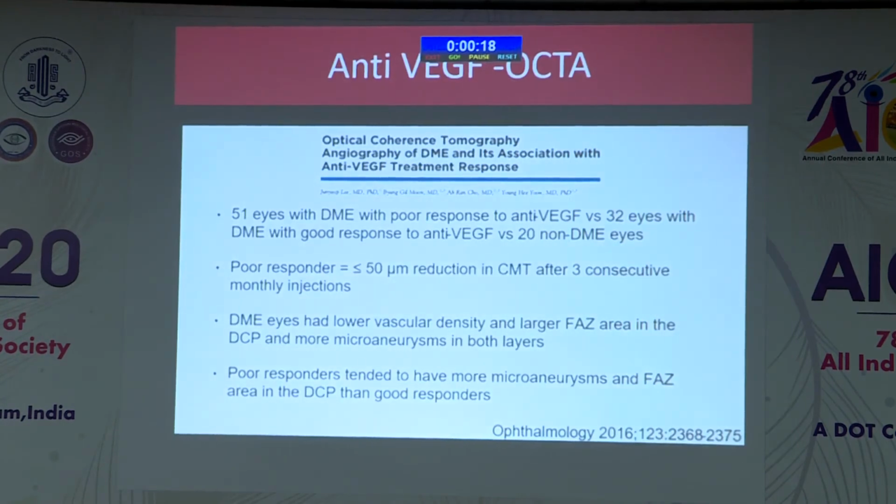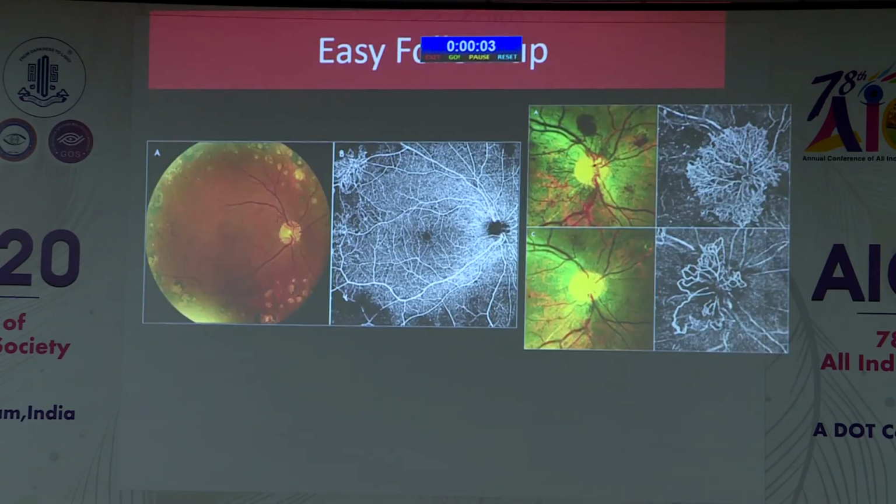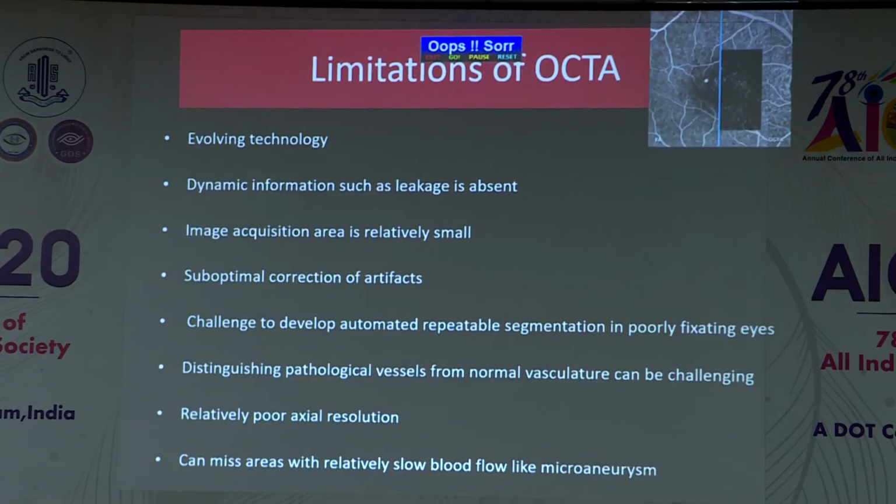Response to anti-VEGF can also be picked up, as one study says that poor responders to anti-VEGF tend to have more microaneurysms and a larger FAZ area in the deep capillary zone than the good responders. Even the response to anti-VEGF can be serially followed up. Response to pan-retinal photocoagulation is easy to follow up. Once you do a PRP or an anti-VEGF, you can easily follow up these cases.